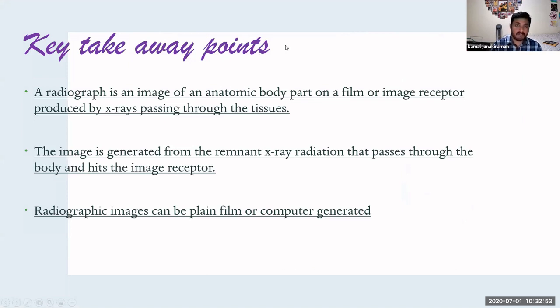So some of the key takeaway points from this are: a radiograph is an image of an anatomical body part on a film or image receptor produced by X-rays passing through the tissues. The image is generated from the remnant X-ray radiation that passes through the body and hits the image receptor. Radiographic images can be plain film or computer generated.